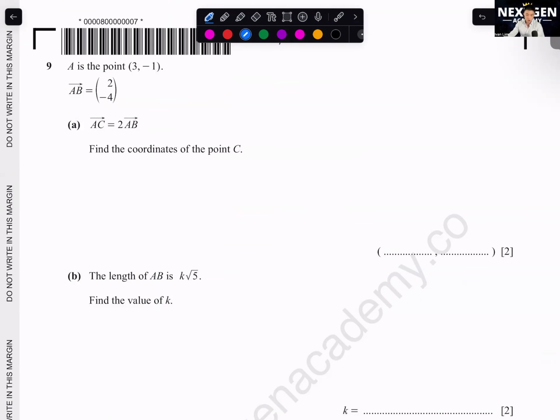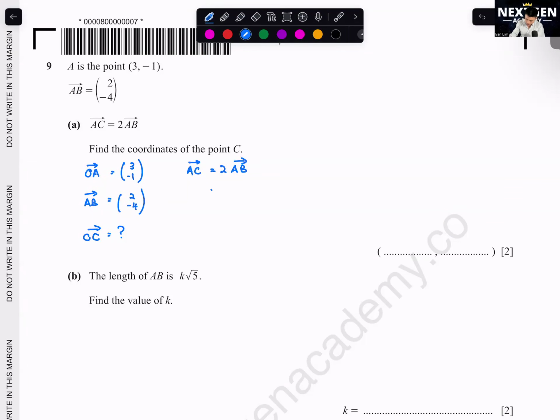When they ask us to find coordinates, and they give us a vector, how do we relate it with each other? If they give a point, we can say that this point A is OA, which is (3, -1). They gave us AB is (2, -4). They want us to find OC. We don't know what OC is, because that's the coordinate of C. So they gave us this property also: AC is equal to 2AB.